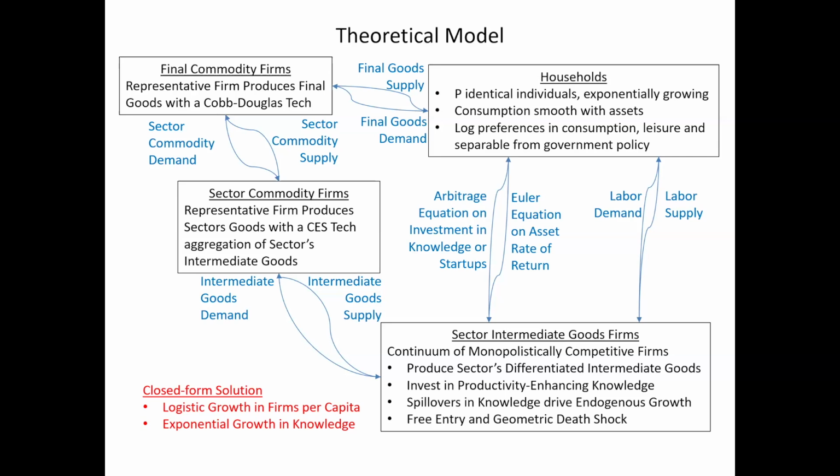When you go through and solve this, you end up getting a sort of logistic growth function that describes the time path for firms per capita and exponential growth in knowledge. These are closed form solutions, which if you've worked with math means you don't have to do quite as much work computationally to get to an answer.